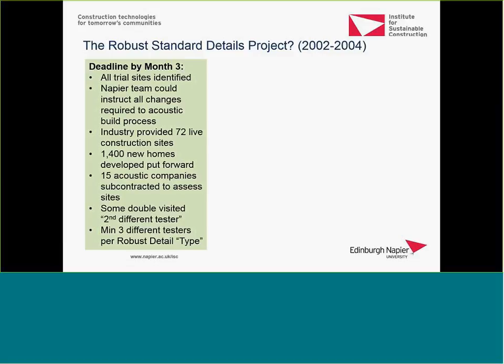A very important note, by the way, is no industry company or no house builder knew where the other same system was being built. That database was kept offline, was channeled through different means such that no house builder knew which other house builder was building the same system to avoid any collusion in how it was built. We could instruct from Napier all changes required to the acoustic build process, which we're very grateful to the sector for allowing us to do that. The industry gave us 72 live construction sites spread across the UK, as shown here.